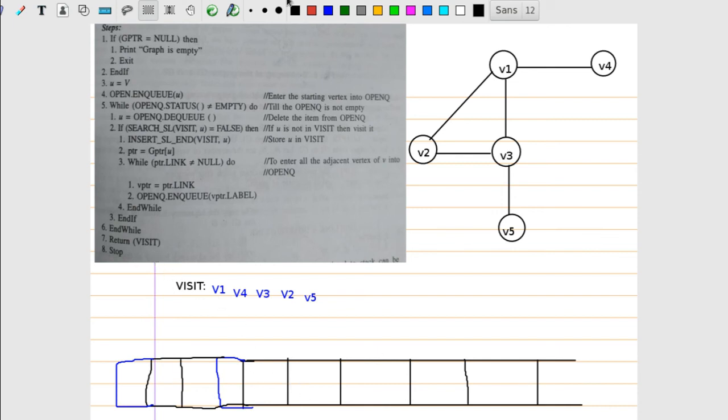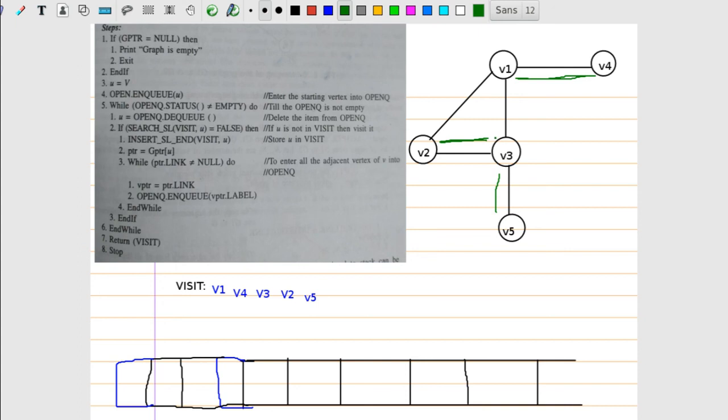So the visited order is V1, then V4, then V3 and V2, then V5. We can see that the visited order is breadth wise: V1, V4, this level first, then this level, then this level. So we are visiting the elements breadth wise. That is why the algorithm is known as breadth first search.